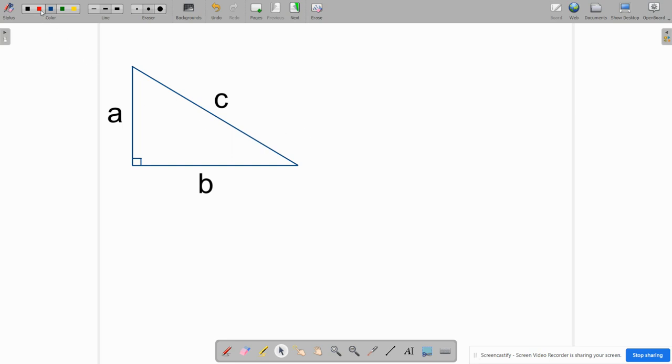Let's talk about the 6 trig functions. So we know that there is sine, cosine, and tangent. And then there's also cosecant, secant, and cotangent. Now, these don't work just on their own. They're a function of an angle.